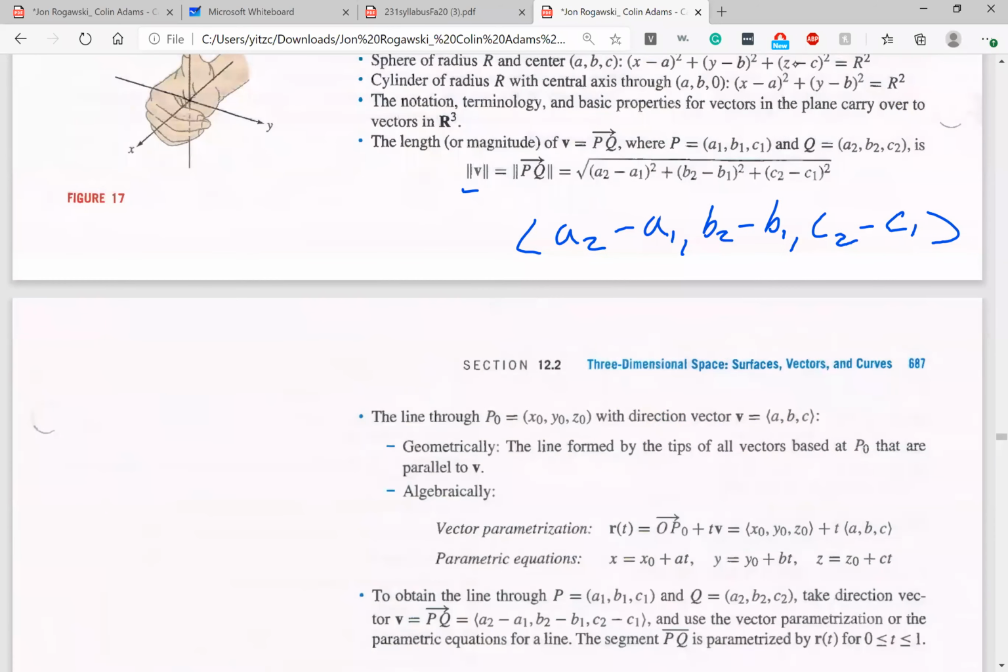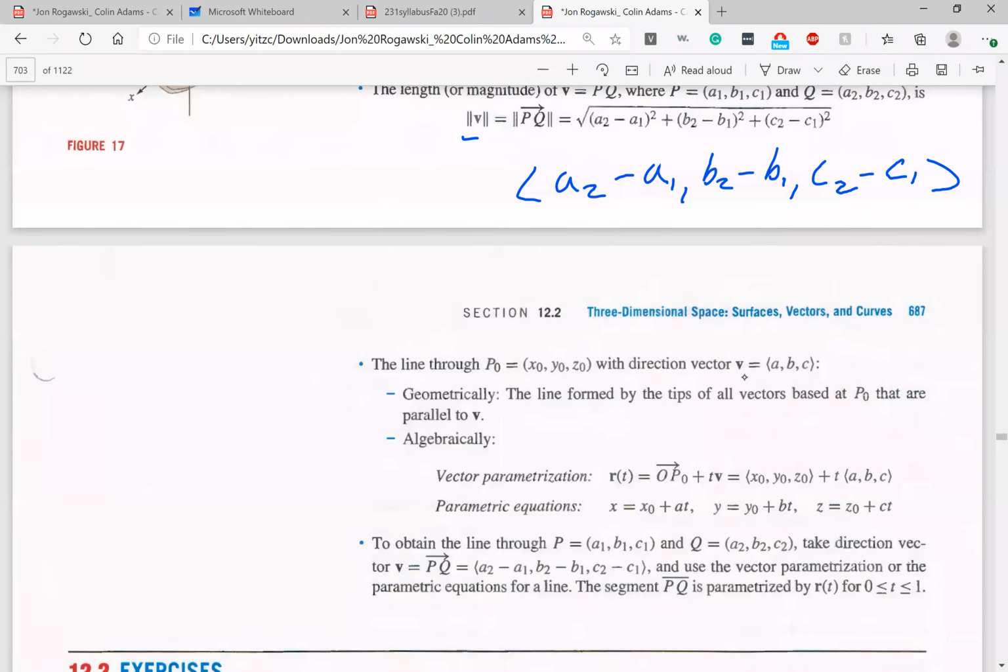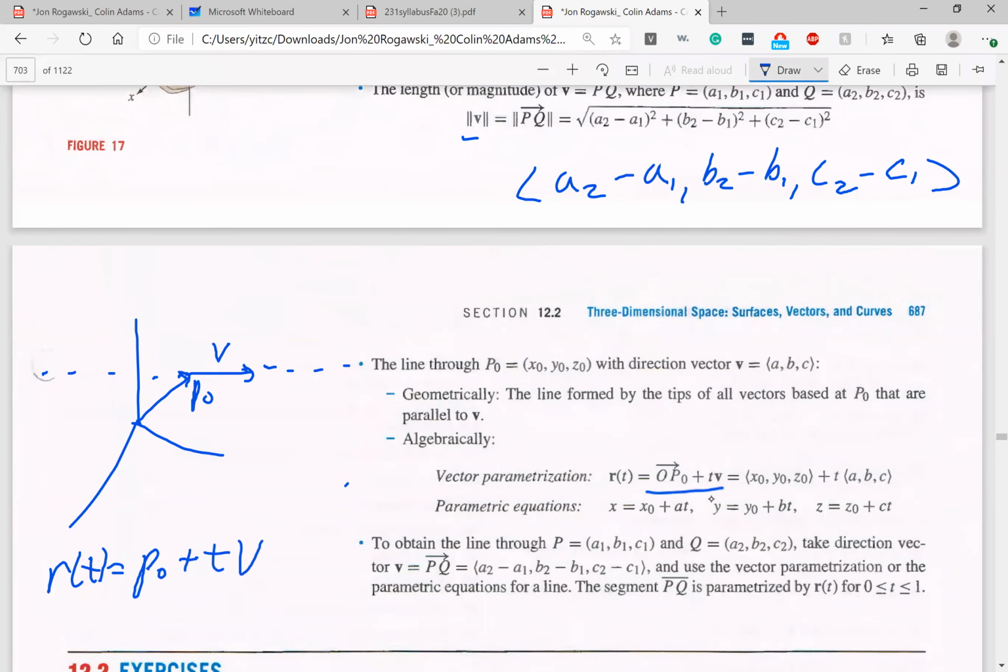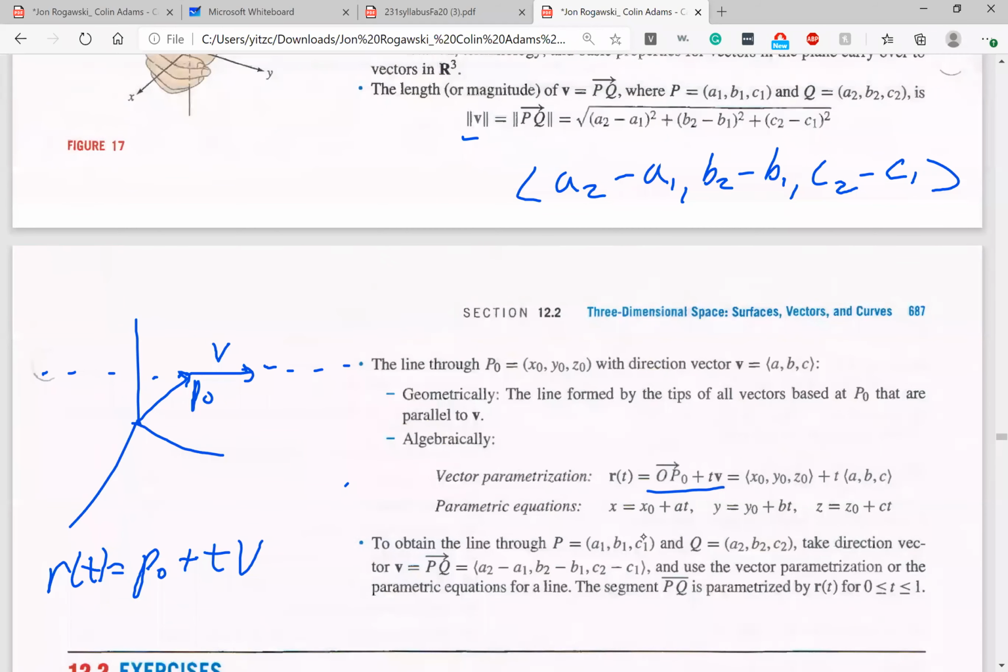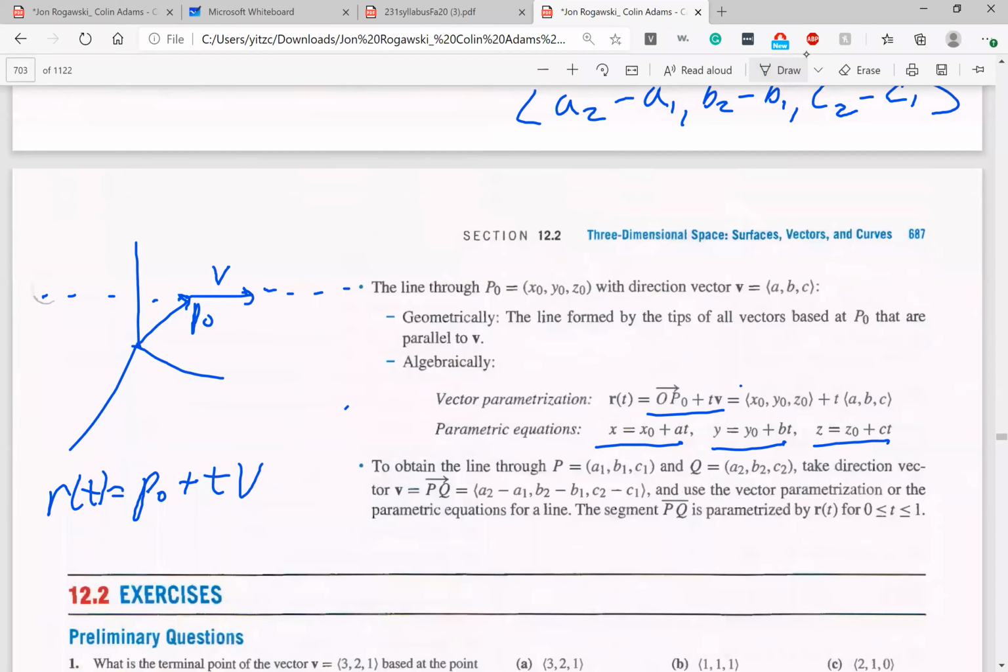Then something new that we learned is the equation for a line. So if you have a point P0 and a vector V, you can define a line by looking at, so here's going to be my P0, and here's my vector V. And I can define this line by taking my line to be P0 plus tV. So that's this. And the parametric equations of the line will be the x component, y component, and z component. Okay, so let's continue with the dot product.